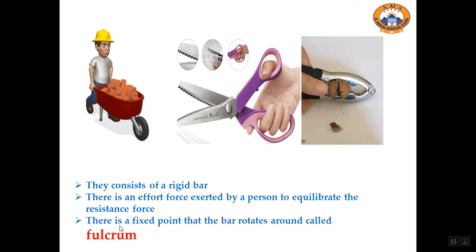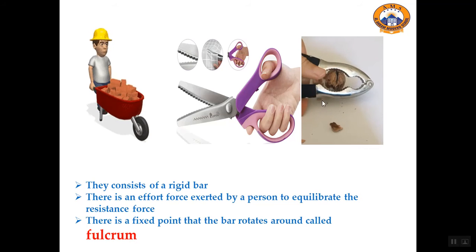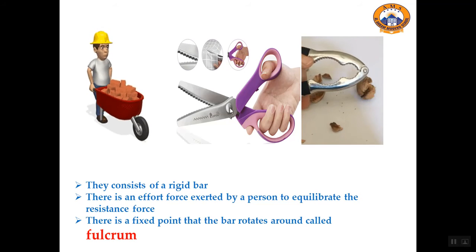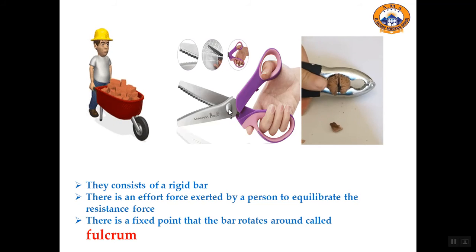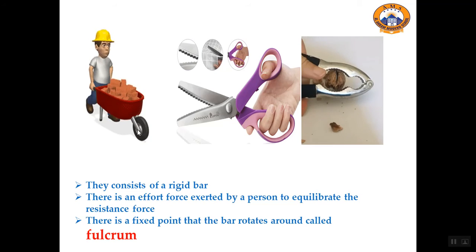This fixed point is called the fulcrum. In the nutcracker, here is the fulcrum. In the scissor, here is the fulcrum. In the wheelbarrow, here is the fulcrum.